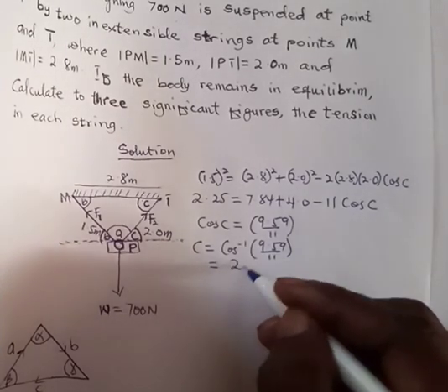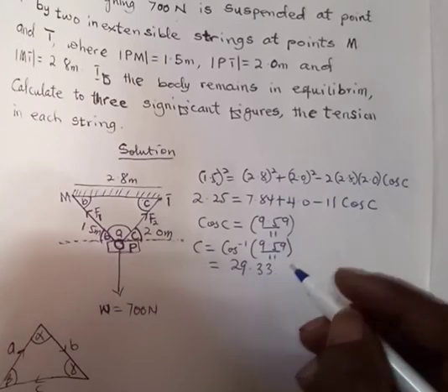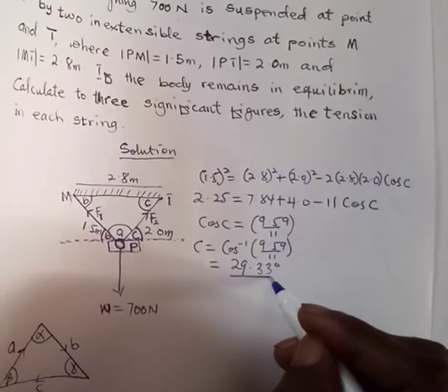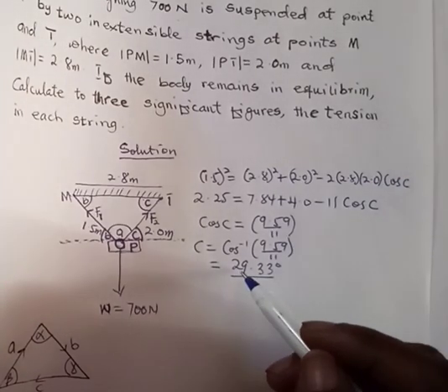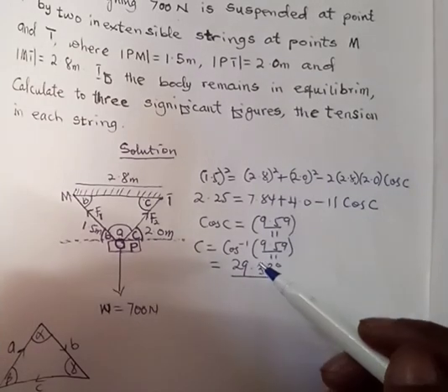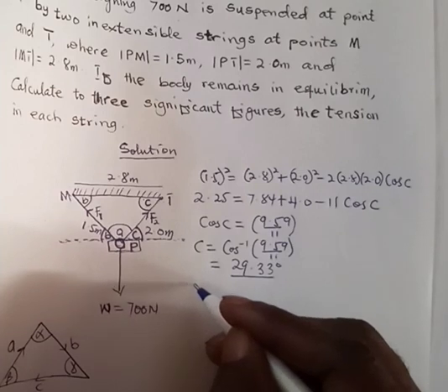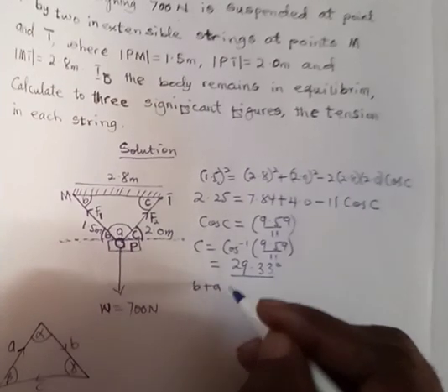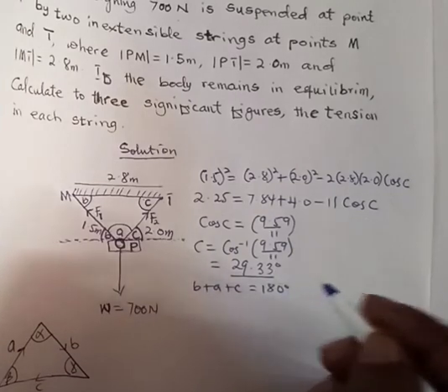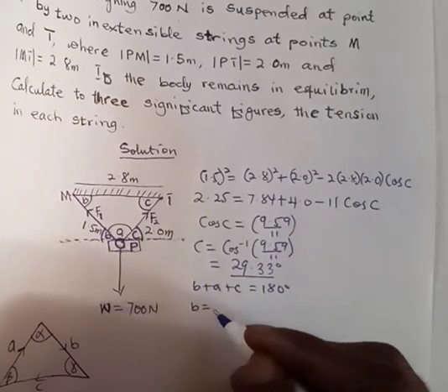So we are getting 29.33 degrees. So this one is also rounded to two decimal places. Good. So once we are able to find angle A and angle C, then we can quickly find B using this method. So B plus A plus C is equal to what? 180 degrees. We already know A and C. So we just write B is equal to what?